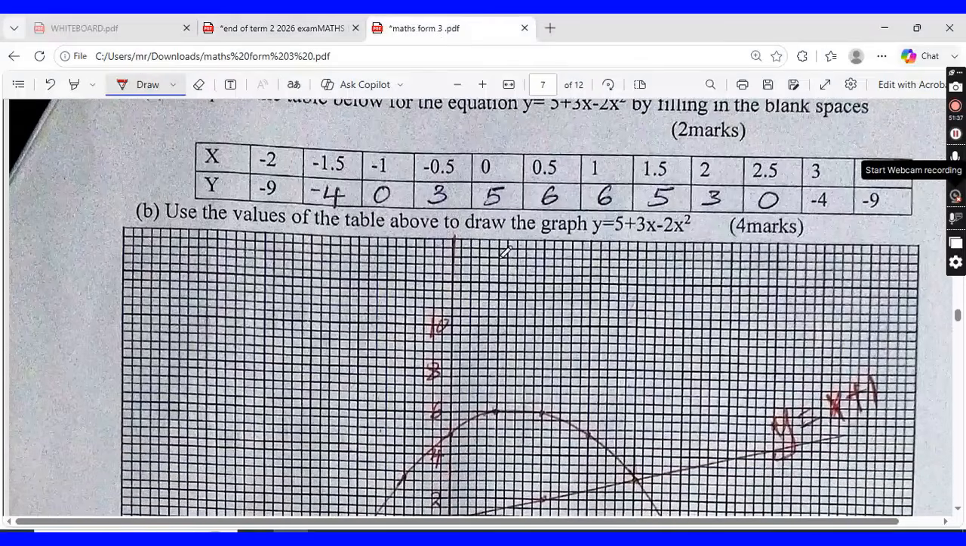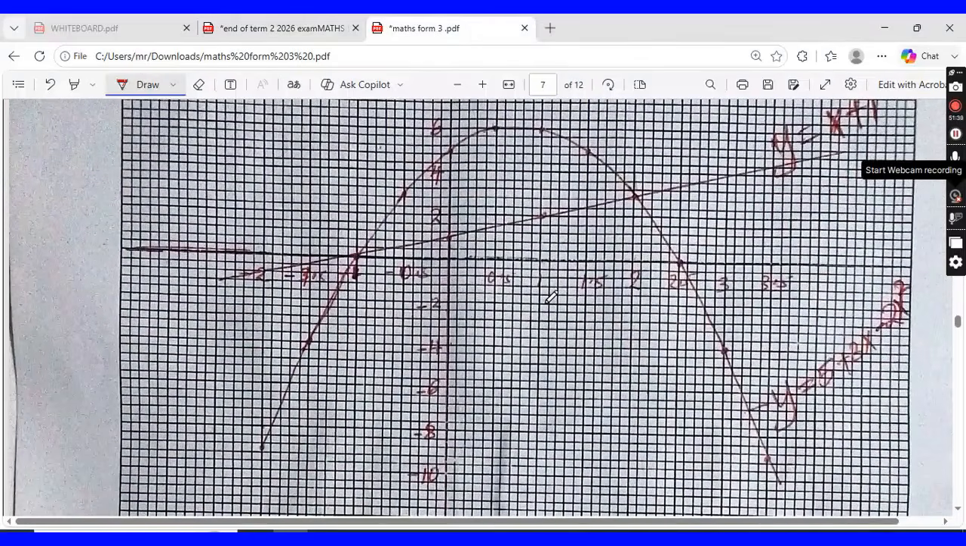So you fill that table, then you draw the curve as you can see.